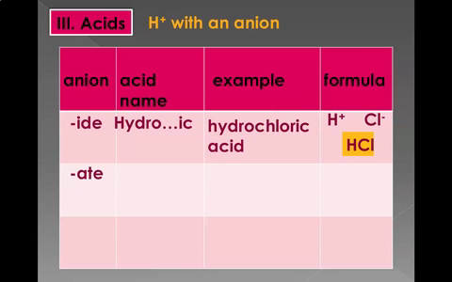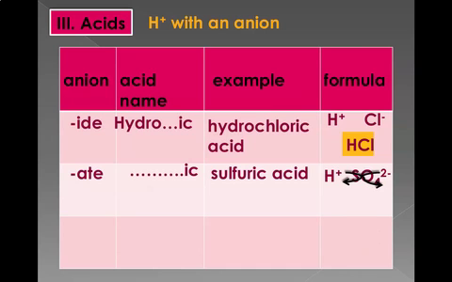If it ends in "ate," like one of our polyatomics, you're going to change that "ate" to "ic." For instance, sulfate becomes sulfuric acid, and then again you're going to balance out the charges. So we have H, which is a +1, and SO4, which is a -2. So we're going to cross over, and I get H2SO4.